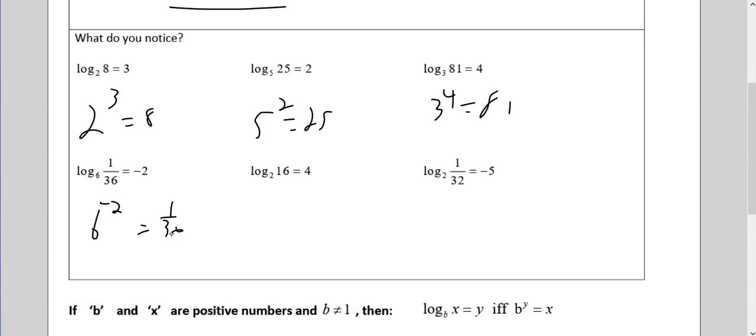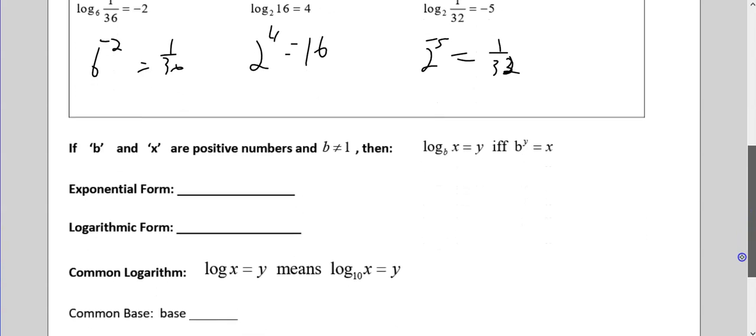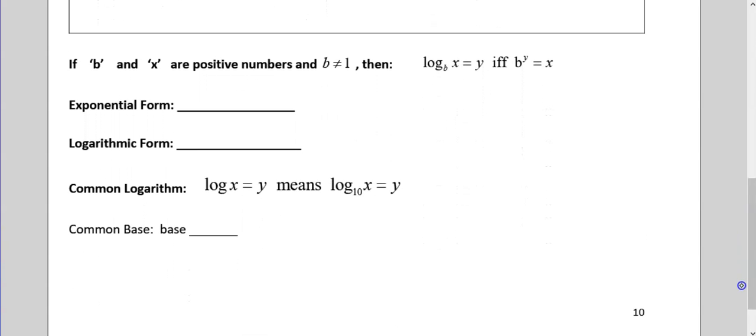This next one is tricky because you could say 4 squared is 16. And 2 to the 4th is 16. But if you follow the pattern that we've been doing on the other ones, it's going to be 2 to the 4th. We also know 2 to the 5th is 32. So 2 to the negative 5 is 1 over 32. Not 33, 32. Okay? And we're going to see how that plays into what we're going to be doing here with logs.